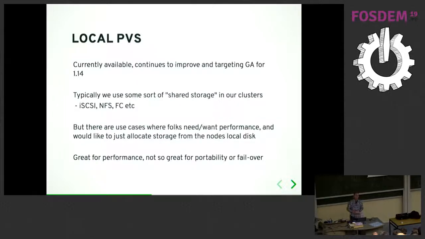Local PVs is another one that's currently available. It's targeted to GA in 1.14. You know, typically a lot of people in clustered scenarios are using shared storage of some sort, whether it's iSCSI or NFS or even Fibre Channel. It's still popular. But apparently there are use cases where people actually want to just use the local disk on a node, right? So that's pretty cool for performance.